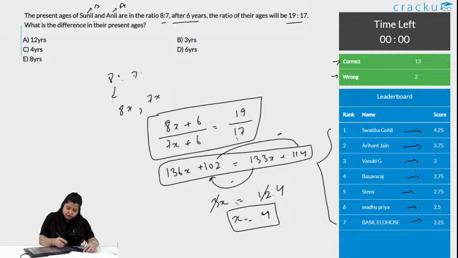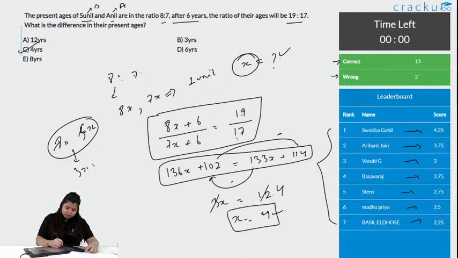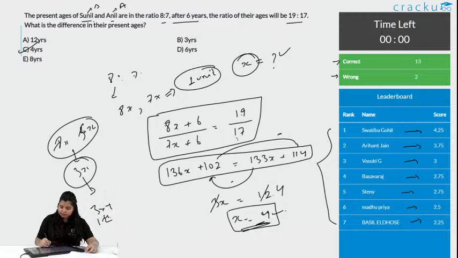What we need to find is the difference of Sunil and Anil. If you check here, the difference is just 1 unit or x. So, whatever is the value of x, that is our answer. Here the value of x is 4, that means option C is the correct answer, that is 4 years. If the values were different, like 8x and 6x, this would not be the ratio. For example, if it is 8x and 5x, that means 3 units is the difference, 3 into 4, that is 12, but here the difference is just 1 unit, so it will be the value of x, 4. And 13 people got this correct and 2 wrong.